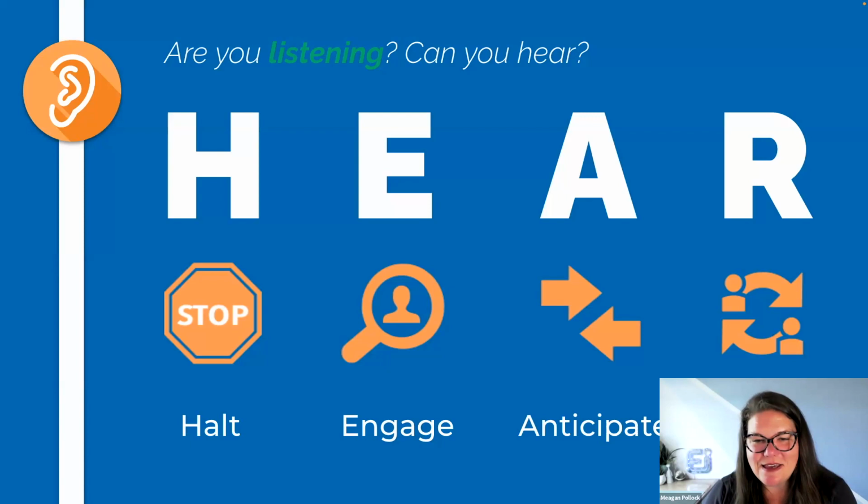And then finally, R is Replay. To ensure an understanding, you replay a paraphrase or analysis of the information you heard. What I hear you saying is, followed by, is that right? Or something similar. And you can download this acrostic later on, but Casey put that link in the chat.